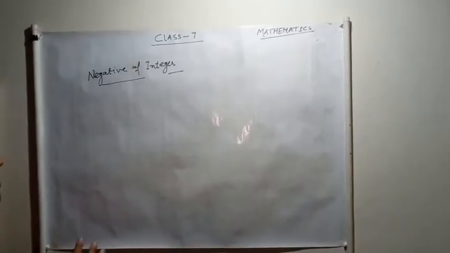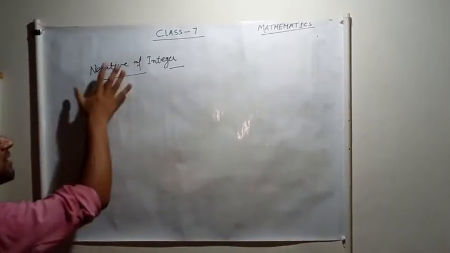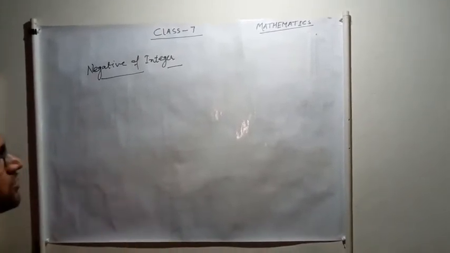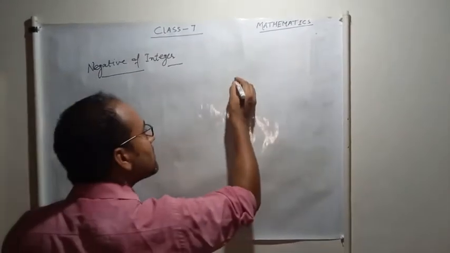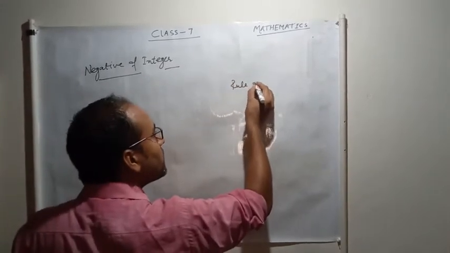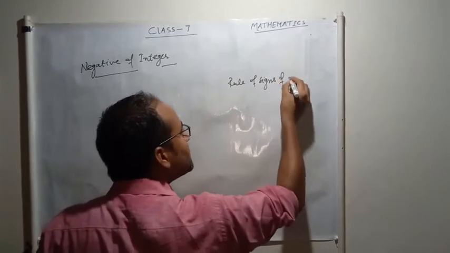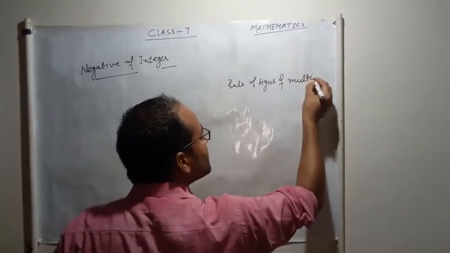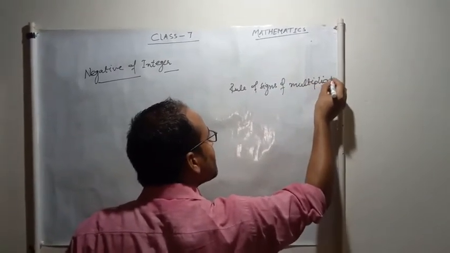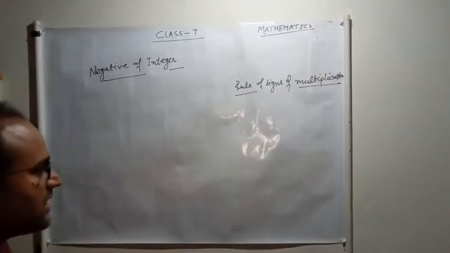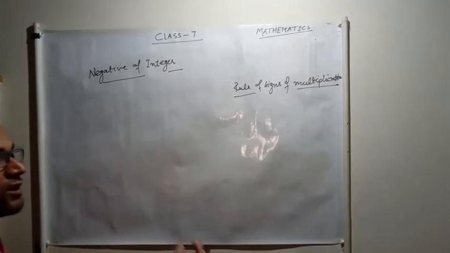Students, I want to discuss some examples related to the negative of an integer, and before starting that example I want to discuss the rules of signs of multiplication. Rules of signs of multiplication: how to multiply the signs and what you will get.